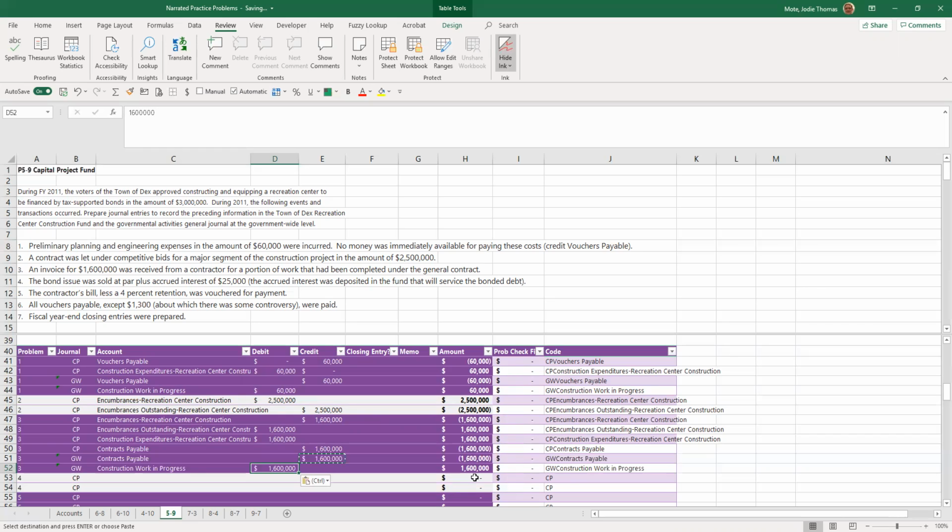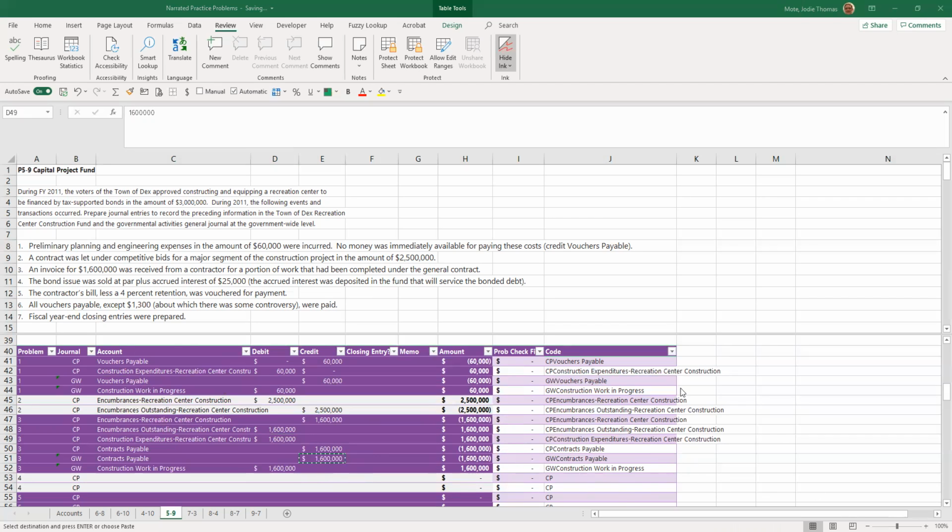Since the Capital Projects Fund has a current resources focus and uses the modified accrual method of accounting, you are recording these as expenditures, because the purpose of this fund being set up is just to account for the construction of this rec center. When it's done, it'll go away. So that's why they're treated as expenditures or outflows of that fund. So you see the difference in the treatment there. Here we're debiting construction work in progress. In the Capital Projects Fund, we're debiting construction expenditures.